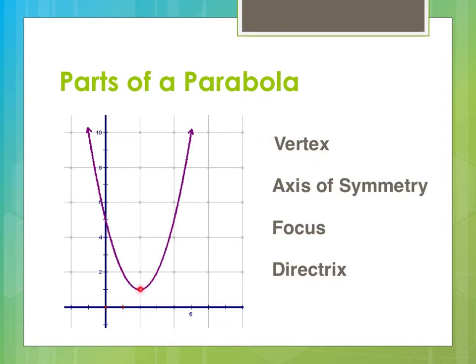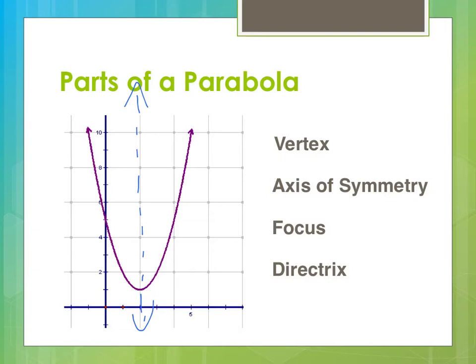In this case, it is right down here. Our axis of symmetry goes right down the middle of the parabola. If you were to fold your piece of paper in half that you graph the parabola on so that they would match up, that would be your axis of symmetry.